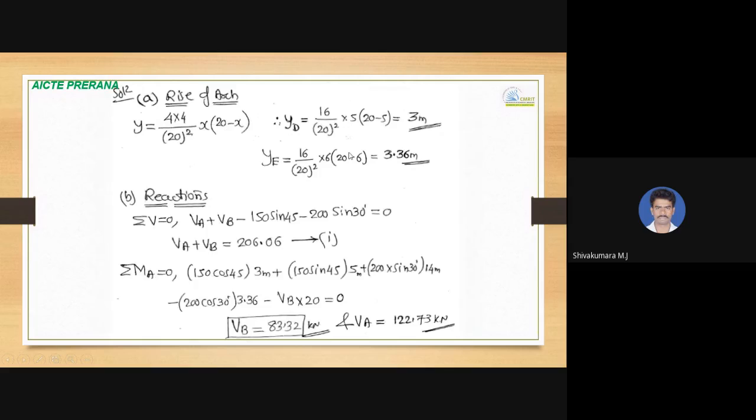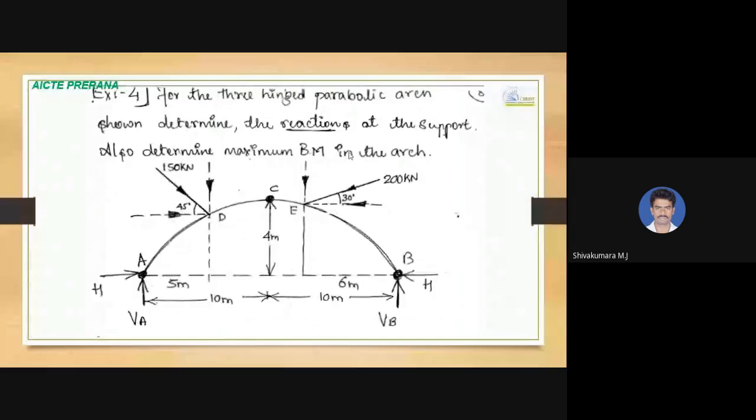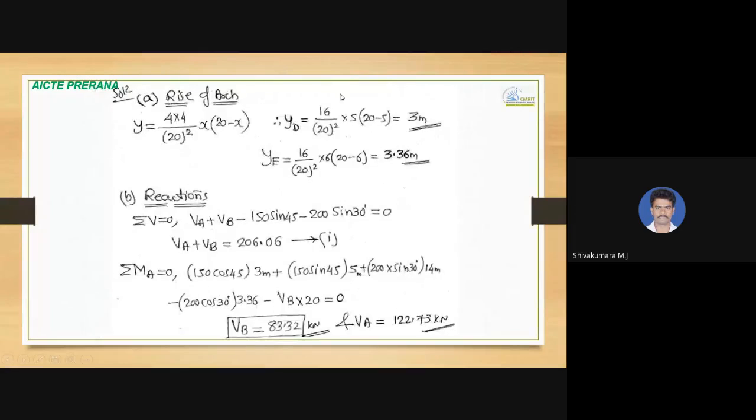yeah, so the vertical ordinate height at D and vertical ordinate height at E, if you want to calculate, you can substitute the value of x ordinate, that is 5 meter, from left side for calculation of YD. So for that, you will get 4 into 4 is 16 divided by L square, that is 20 square, into x, we are substituting it as 5 meter from left side, 5 into L minus x, that is 20 minus 5. So vertical ordinate height at point D, it is 3 meter.